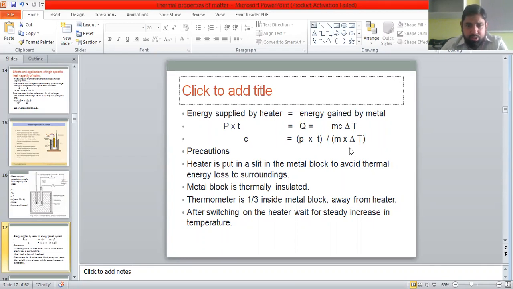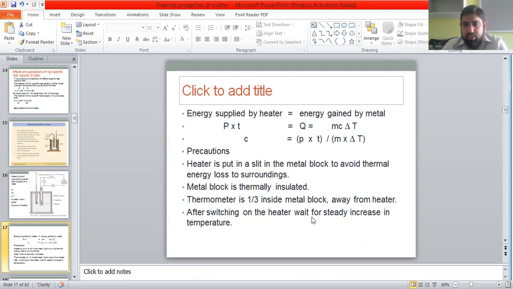If you have a question, you can ask your questions. I have mentioned some precautions here. The heater is put in a slit in the metal block to avoid thermal energy loss to the surroundings. Okay, the metal block is thermally insulated. We discussed that. Another point is this.